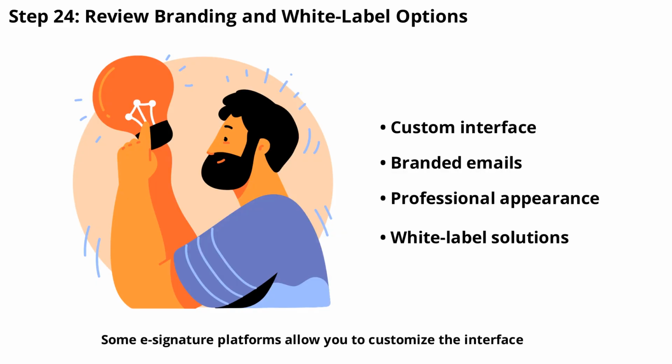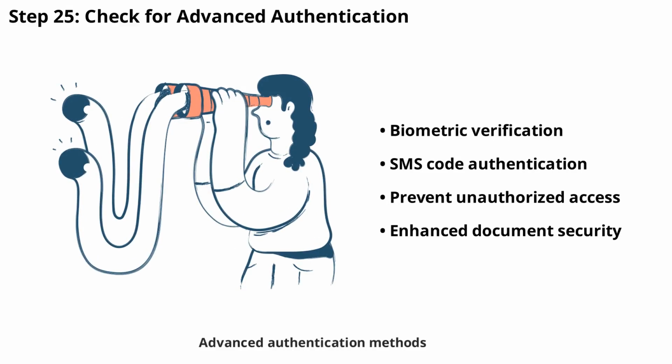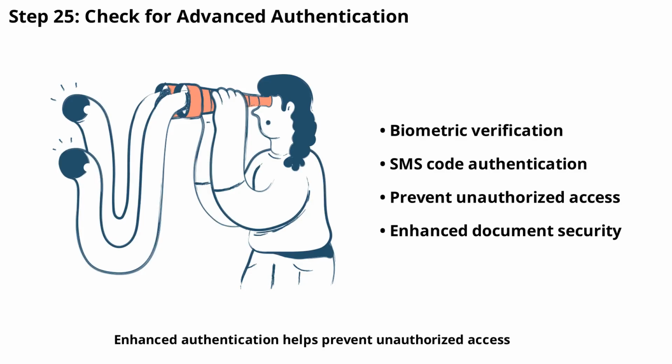Some e-signature platforms allow you to customize the interface, emails, and document appearance with your own branding. This creates a seamless experience for clients and reinforces your company's professional image. Advanced authentication methods, such as biometric verification or SMS codes, add an extra layer of security. If your startup handles highly sensitive documents, consider platforms that offer these features. Enhanced authentication helps prevent unauthorized access and ensures only intended recipients can sign.